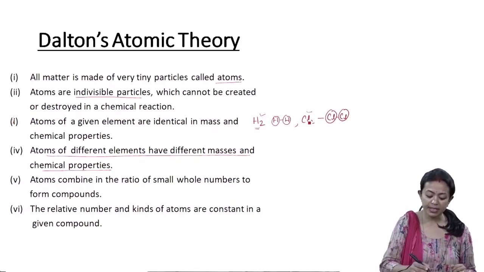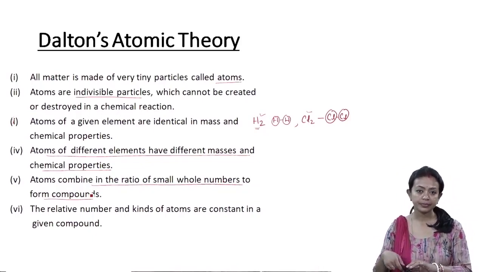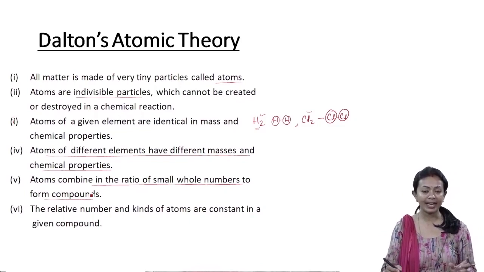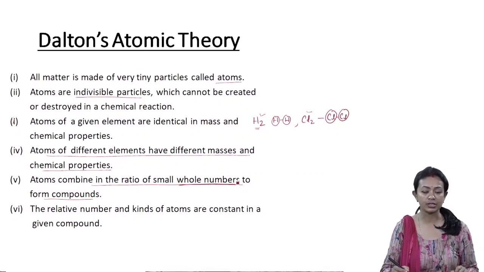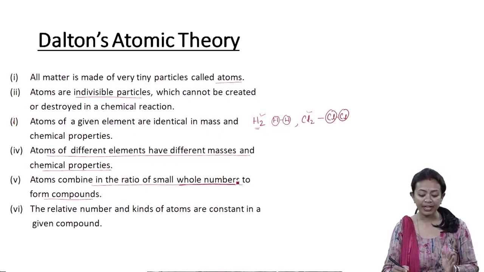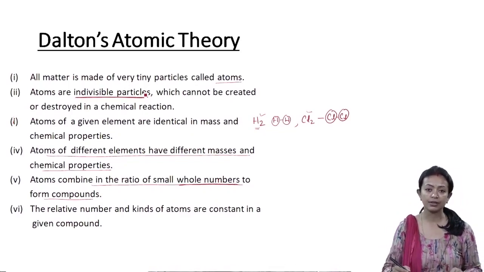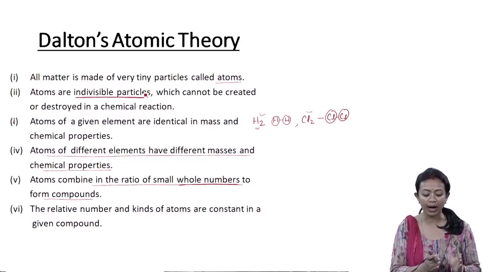Let's go to the next one. Atoms combine in ratio of small whole numbers to form compounds. This is in sync with the law of constant proportion, that atoms, when they combine to form a molecule of a compound, always share a fixed ratio, and this ratio always needs to be whole numbers, not fractions. Why can you not have fractions of these atoms? Because atoms are indivisible, which he had already stated in the second theory. Because they are indivisible, when they combine to form a compound, they combine in a fixed ratio, and this ratio is whole numbers.